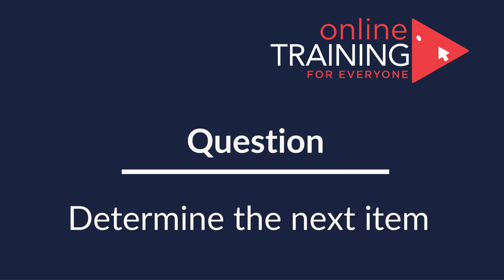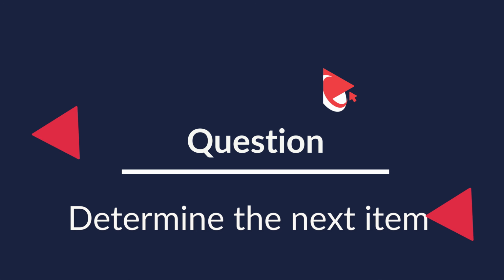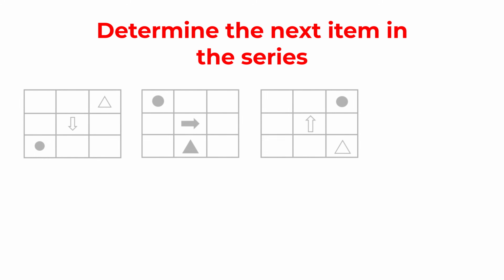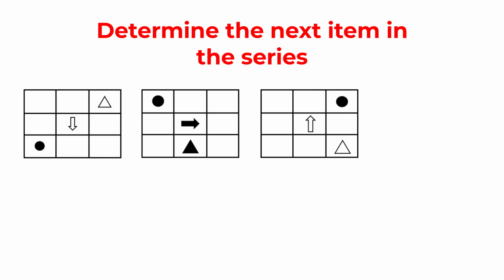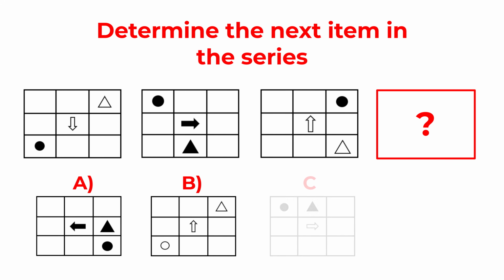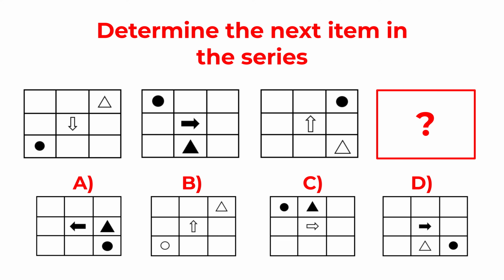Very frequently on the test, you might get a question to determine the next item in the series. We are looking at exactly this type of question here. You are presented with a series of 3x3 matrices. Each matrix has a circle, arrow, and triangle inside. And your goal is to determine matrix number 4 in the series. You are presented with 4 different choices. Choice A, B, C, and D. Take a close look and see if you can determine the pattern.